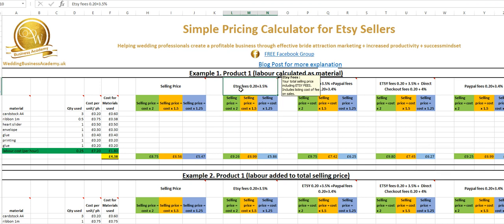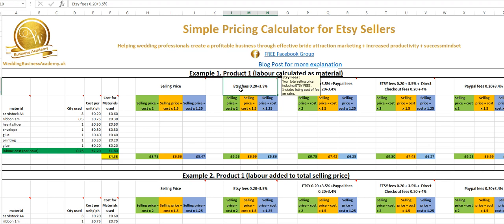So if you've been on Etsy for a little while, you probably know that Etsy charges you 20 cents. Etsy charges in US dollars, so it's 20 cents to list an item. And if you sell this item, Etsy charges you a commission of 3.5% of your selling price.